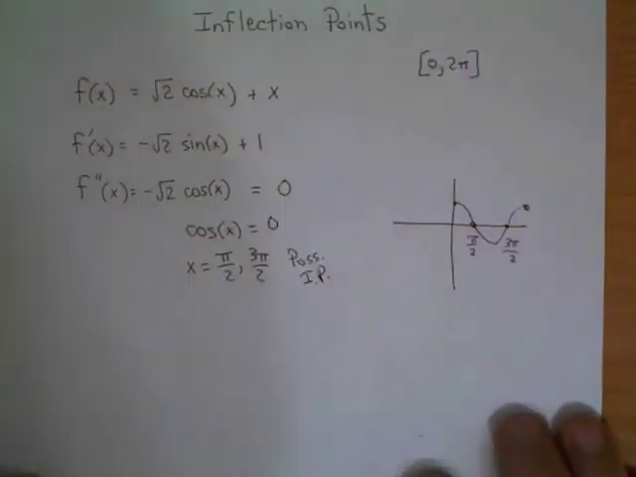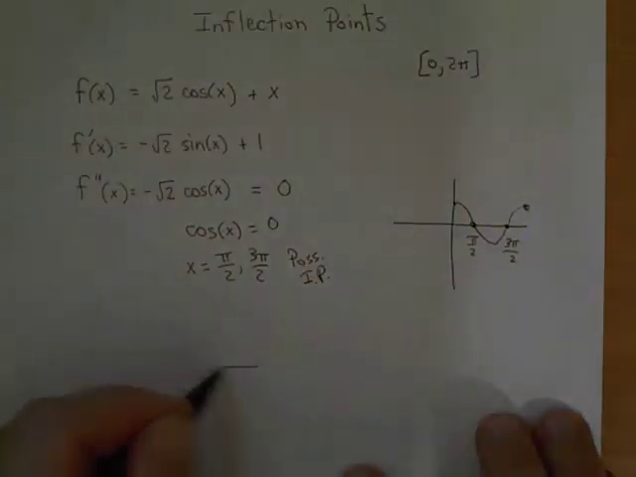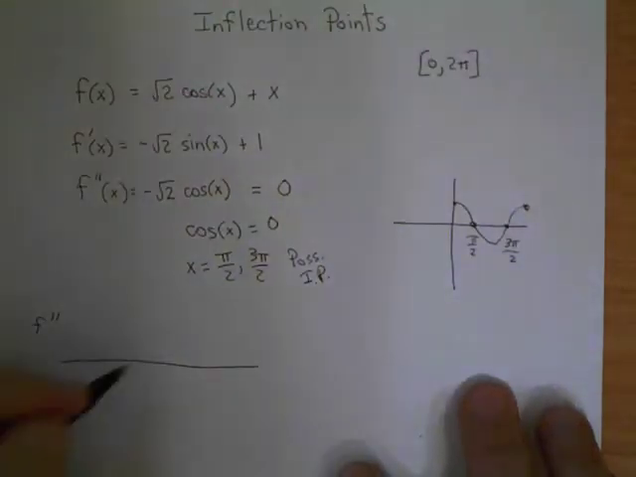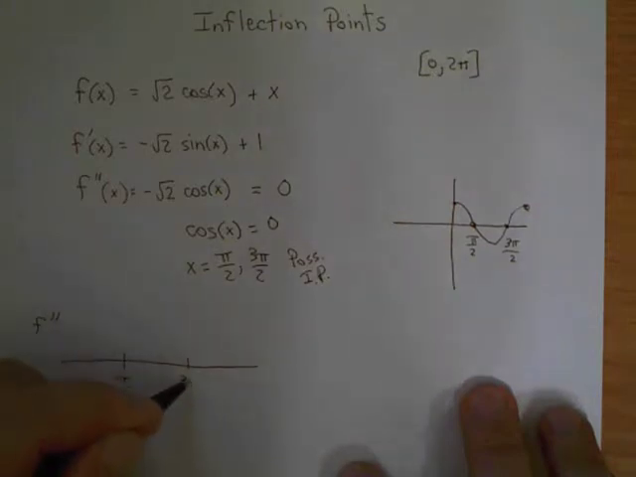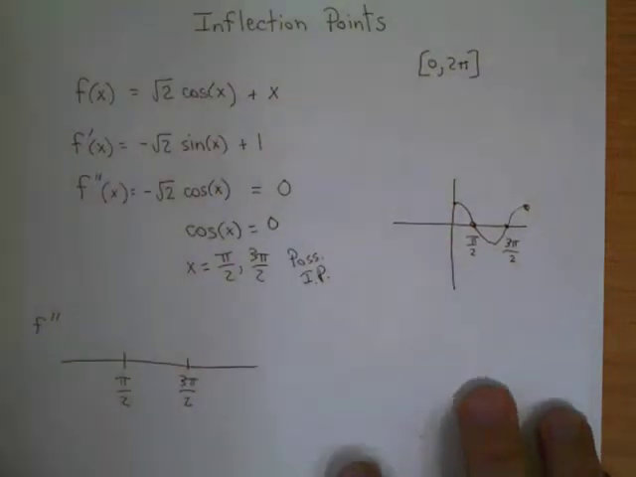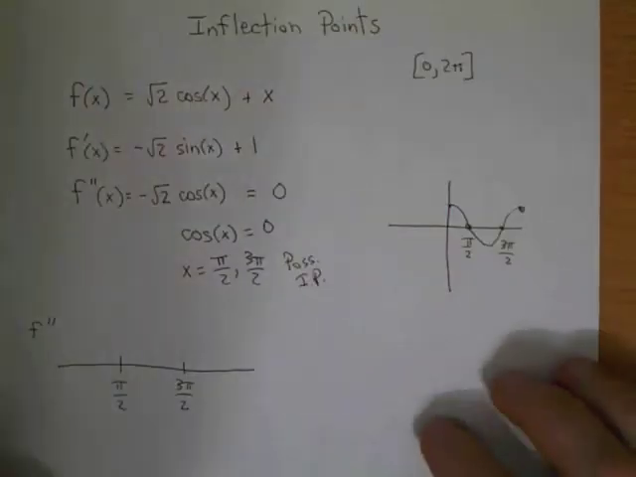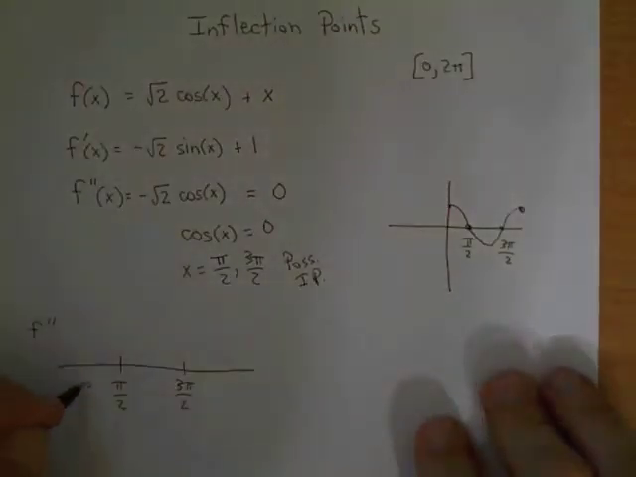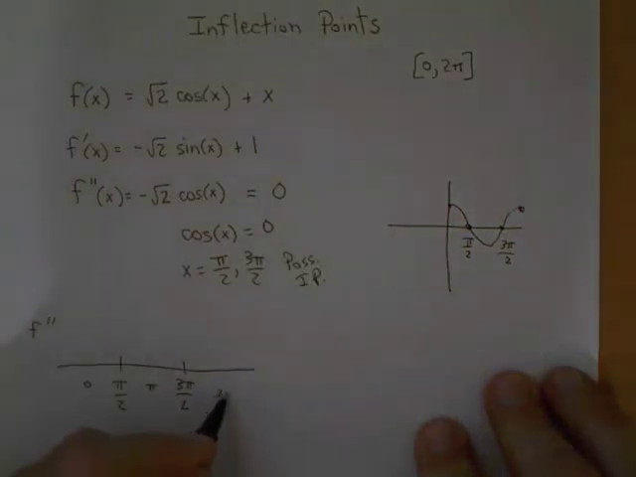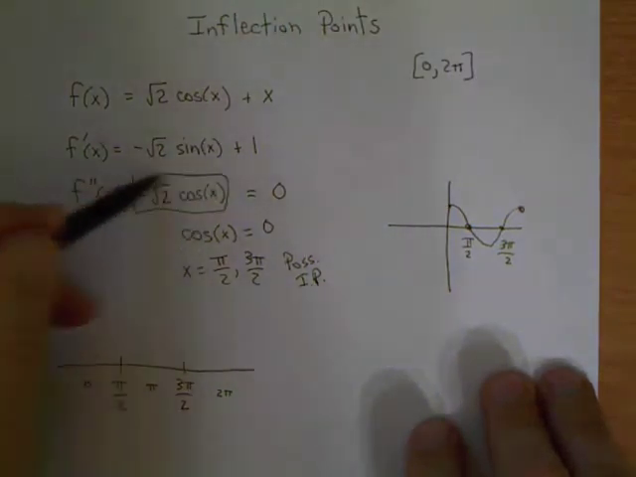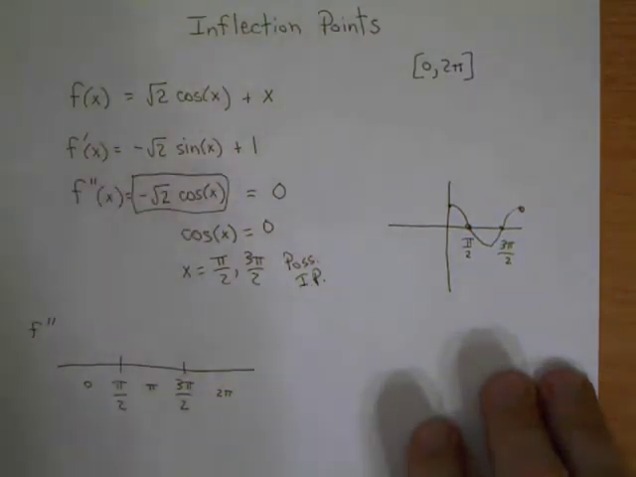To show that they are actual inflection points, we must show that there is a change in concavity on f. And the way to show that is show that f double prime changes from positive to negative or vice versa. So therefore, I'll label my sign chart f double prime, put on my possible inflection points, pick numbers over here like 0, and pi is in between there, and 2 pi would work good over here.